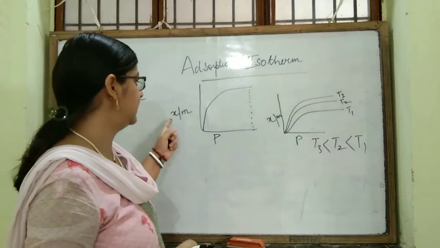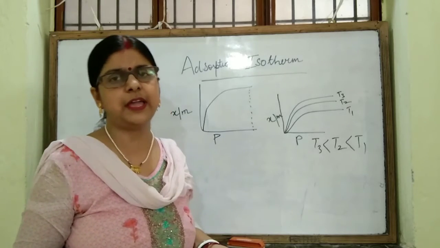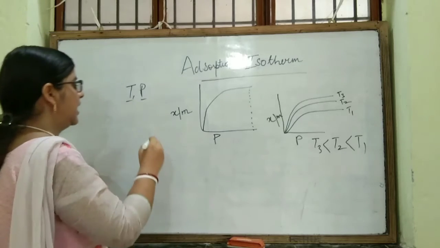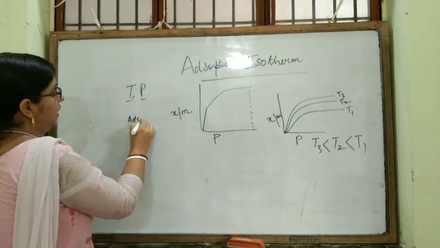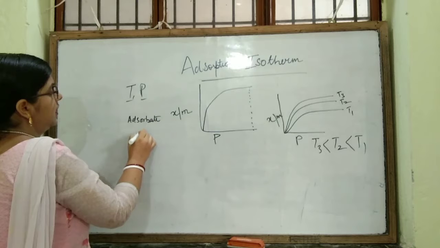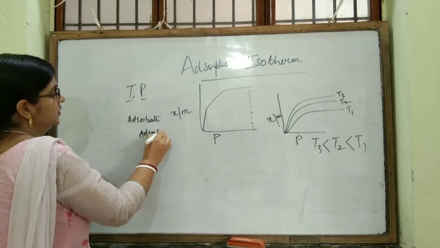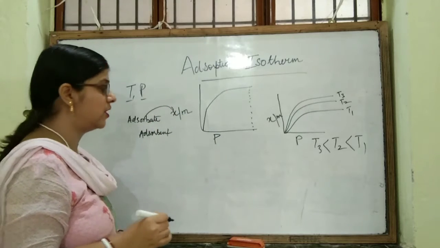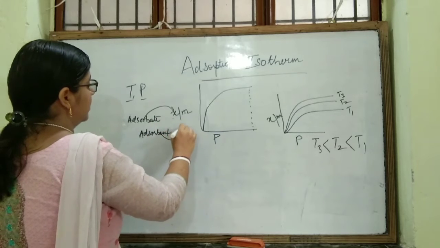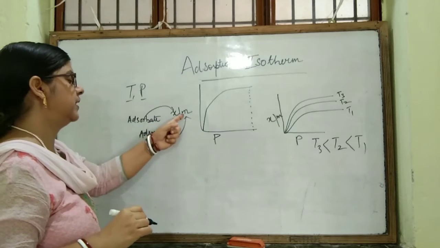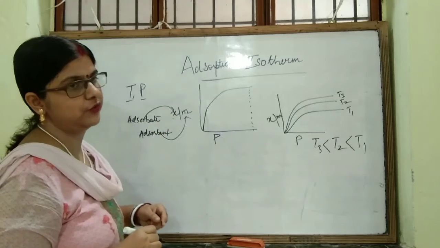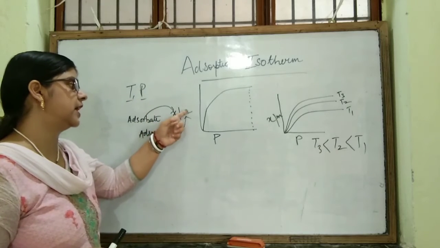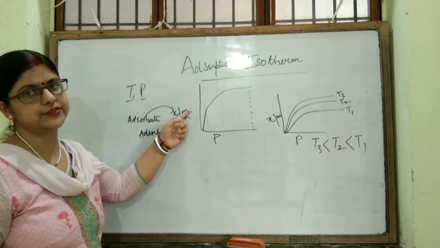Now a question may arise: what is the meaning of this x by m? See, we have dealt with the two terms, adsorbate and adsorbent. Here, for the adsorbate, the amount of gas adsorbed is x, and this is the mass of the adsorbent on which it is adsorbed. So x by m is the amount of substance adsorbed per unit mass of the adsorbent.